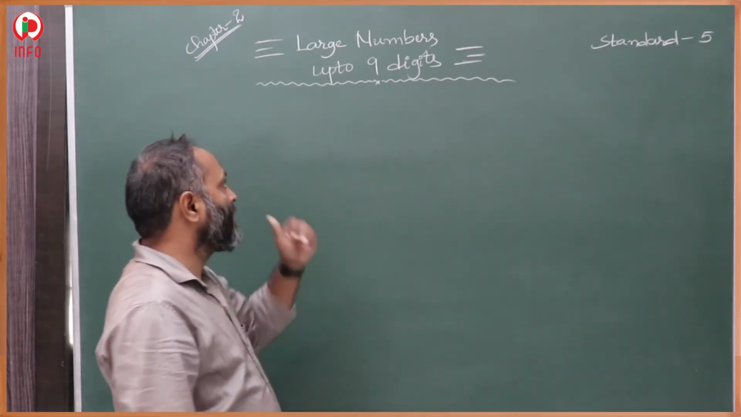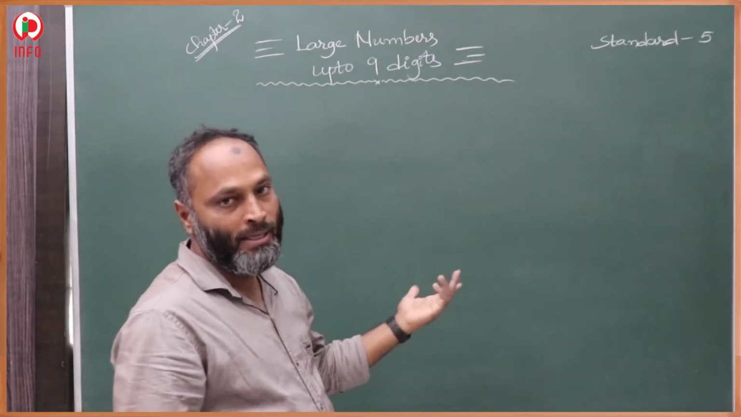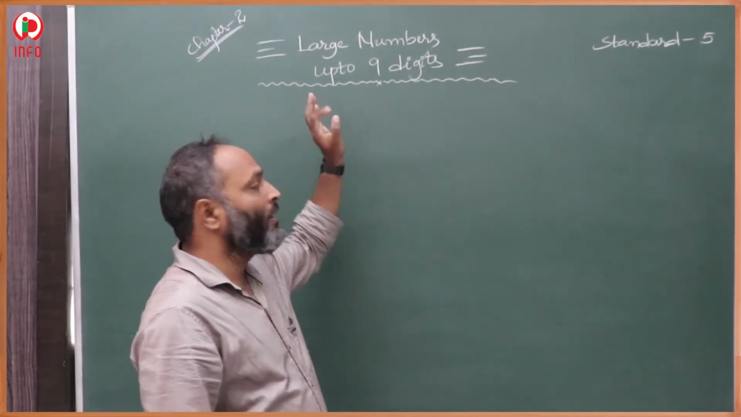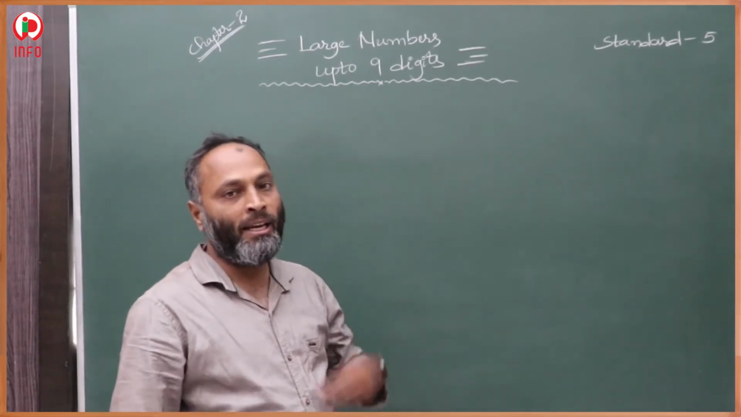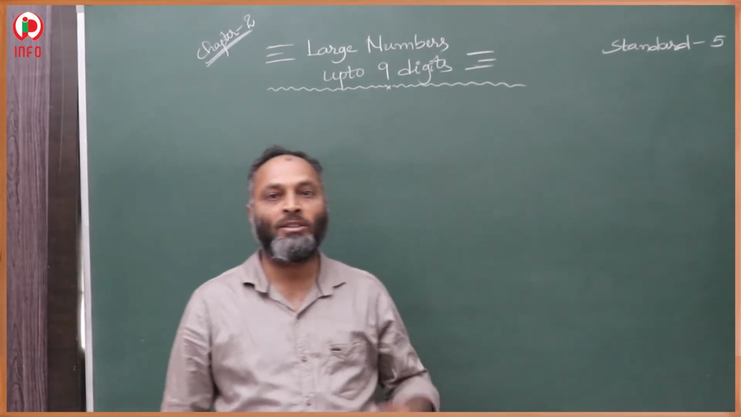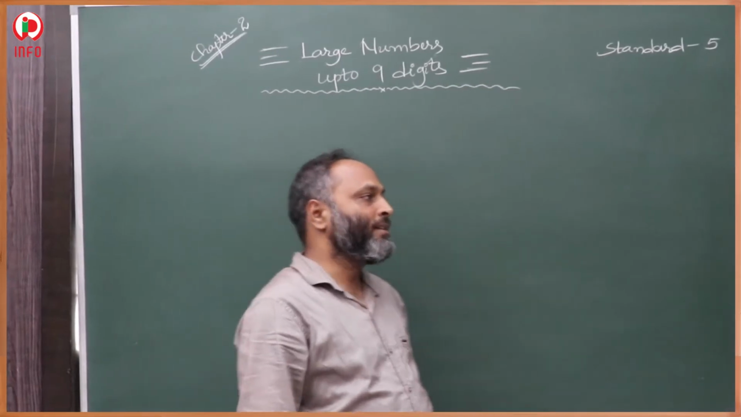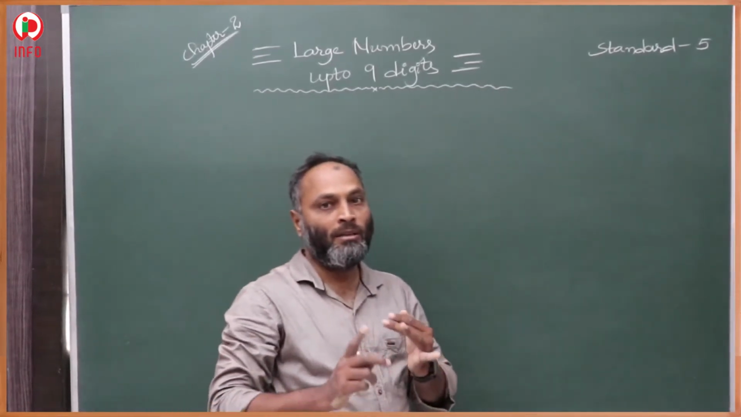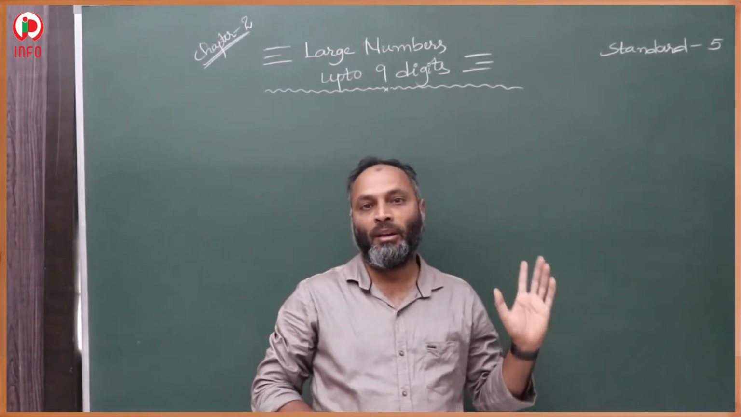Now here again it is the same thing, but the number of digits increases. There we learned till 6 digits, but here we are going to learn till 9 digits. If 9 digits are there, or 8 digits, or 7 digits, we are going to discuss the place values and all the things. First, let us recapitulate our previous chapter, up to 6 digits. So what we learned in our previous class.